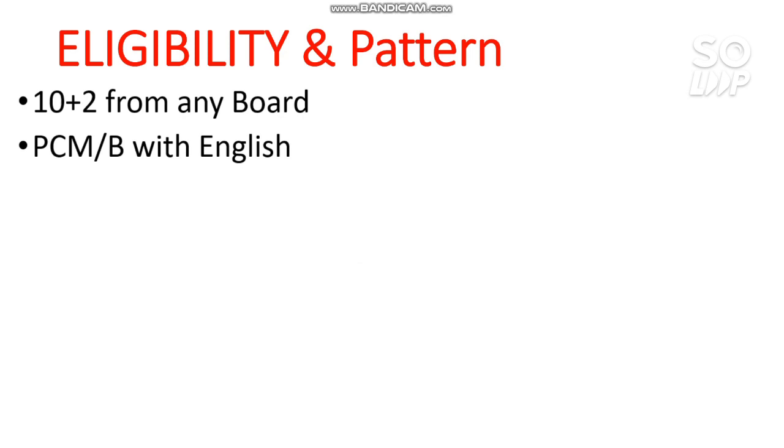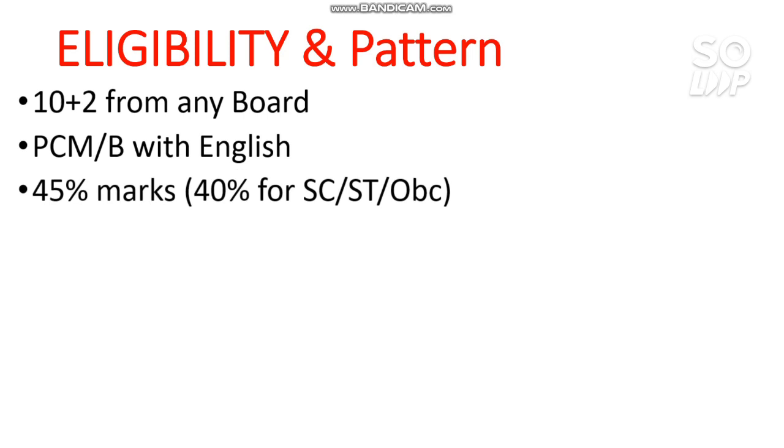Physics and math are compulsory, and chemistry or biology, along with English, then you are eligible. So 45% marks is needed in 10 plus 2, and 40% for SC, ST, OBC students, and that is only for Karnataka students. Other state students will be considered as general, so you need to score 45% whether you are SC, ST or any category. For age limit, there is no age limit. If you have done your 12th in 2019, 20, 21, no matter, you can apply for this.